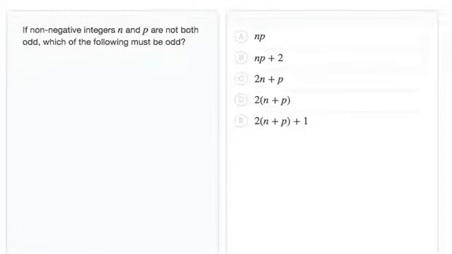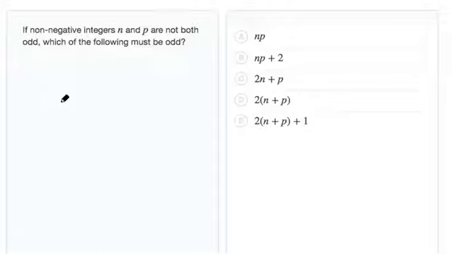Before solving this question, let's go ahead and take a look at what it's actually asking us. We're asked, if non-negative integers n and p are not both odd, which of the following must be odd? The typical way to go about this problem would be to pick numbers and rule out answer choices.